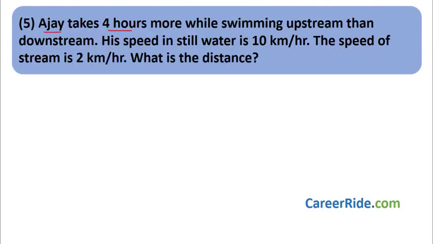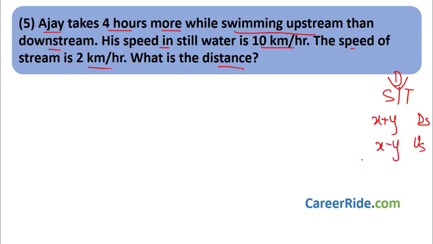Ajay takes 4 hours more while swimming upstream than downstream. His speed in still water is 10 kilometers per hour. The speed of the stream is 2 kilometers per hour. What is the distance? Again, it is a speed, distance, time sum, but boats and streams are there. So we will include x plus y for downstream, x minus y for upstream. Value of x is 10, value of y is 2. So x plus y is 10 plus 2, 12, right? And x minus y is 10 minus 2, 8, right?